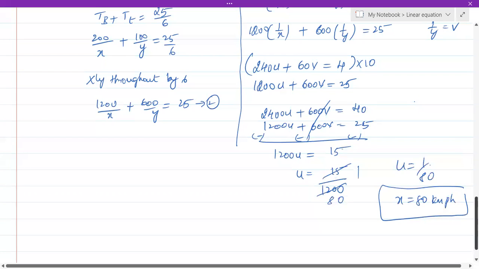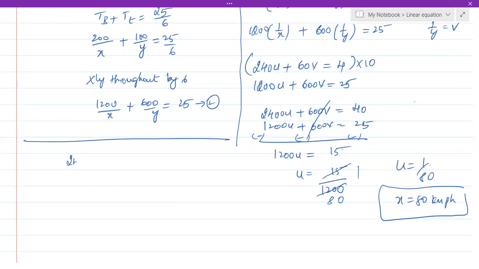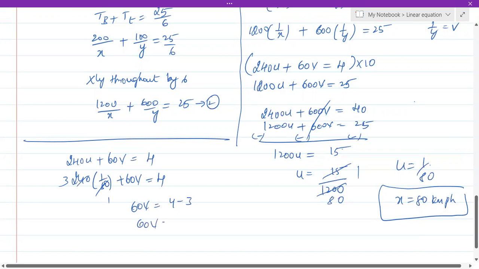Similarly, substitute the value of u in any one of the equations, and you will get the value of v. Let me take the first equation: 240 u plus 60 v is equal to 4. So 240 times 1 by 80 plus 60 v equals 4. 80 ones are 80, 80 threes are 240, so it is 3. Transpose 3 to the other side. 60 v is equal to 4 minus 3. Therefore 60 v is equal to 1, which implies v is 1 over 60. If v is 1 over 60, y will become 60. The speed of the train will become 60 kilometers per hour.